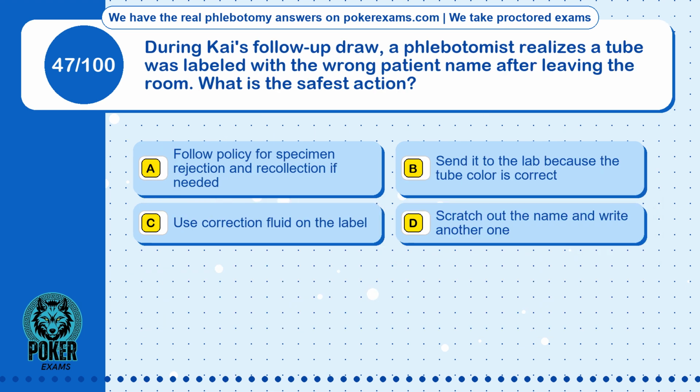Question 47. During Kai's follow-up draw, a phlebotomist realizes a tube was labeled with the wrong patient name after leaving the room. What is the safest action? Option A, follow policy for specimen rejection and recollection if needed. Option B, send it to the lab because the tube color is correct. Option C, use correction fluid on the label. Option D, scratch out the name and write another one.